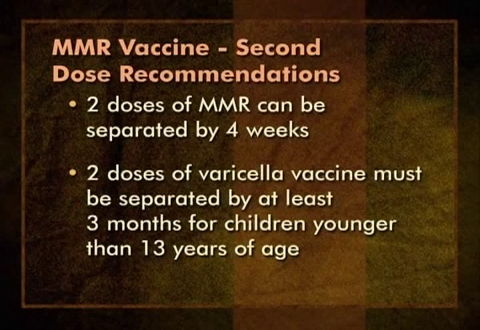This issue has become more complicated with the second dose varicella vaccine recommendation and the availability of MMRV. Two doses of MMR can be separated by 4 weeks. However, two doses of varicella vaccine must be separated by at least 3 months for children younger than 13 years of age. So if the first dose of varicella vaccine is given at the same visit as the first MMR, or if MMRV is used for the first dose, and you want to use MMRV for the second dose, then it must be given at least 3 months after the first dose. This is not as convoluted as it seems at first. Just remember that two doses of varicella vaccine, alone or in combination with MMR, must always be separated by 3 months for children younger than 13 years of age.